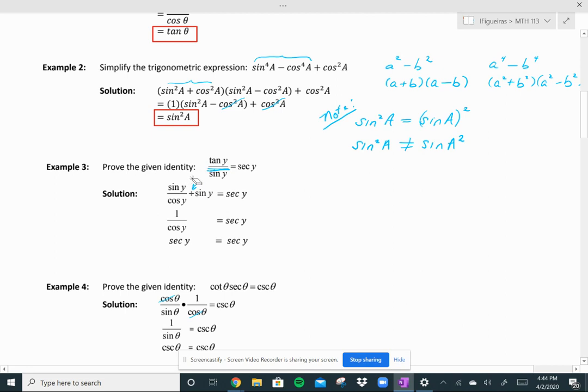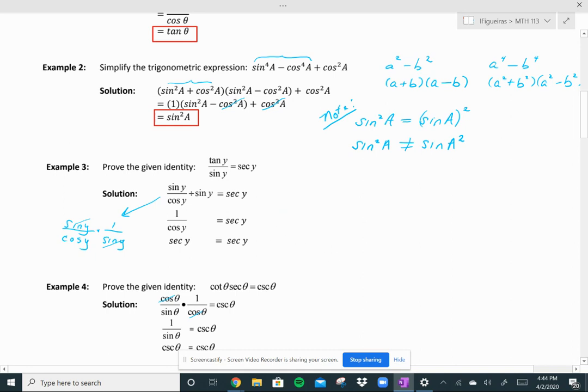Okay, so again, as I mentioned before, dividing is the same as multiplying by the reciprocal. So I skipped a step here, so let me just write it out for you. That means that when you change division to multiplication, you get sine of y over cosine of y times 1 over sine of y. So the sine of y's cancel, which leaves you with just 1 over cosine of y, which is right here, and 1 over cosine of y is secant. So secant of y equals secant of y, and you have proven that the identity is true.